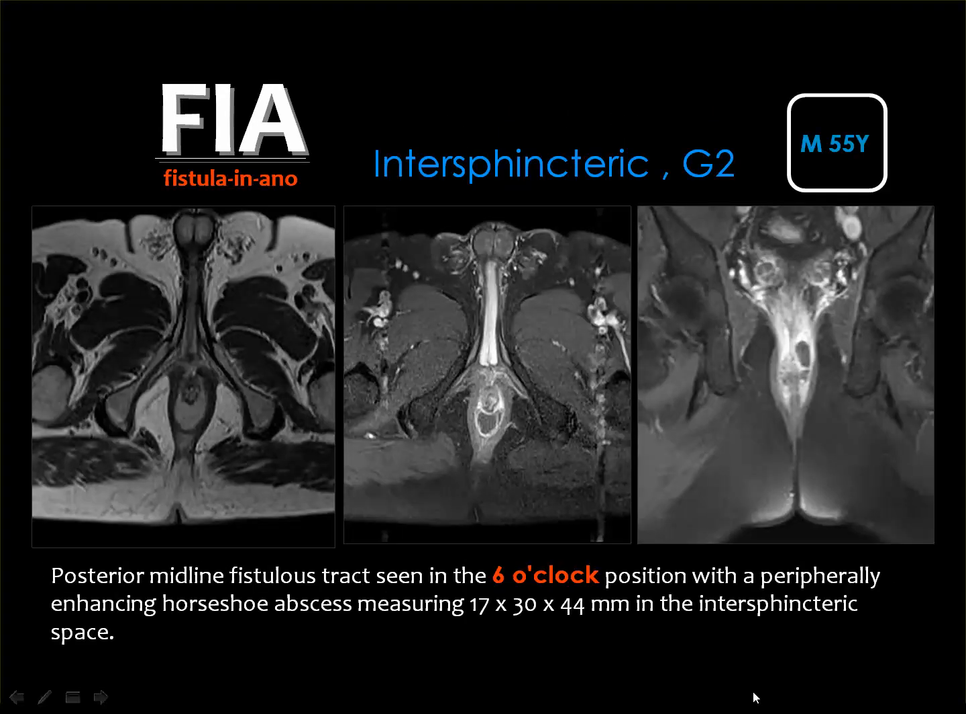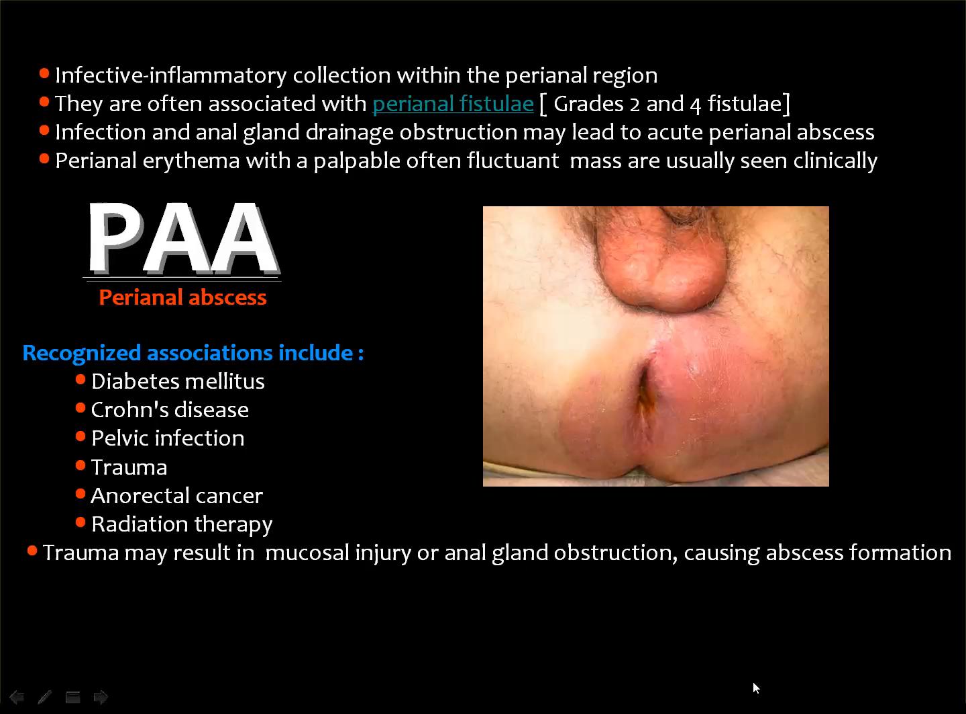And this is another example of an intersphincteric fistula with abscess formation. And you see the horseshoe appearance of the fistula. You see also the abscess formation, and if you look carefully, you may see that this is the internal opening of the fistula, which is approximately at 7 o'clock position. Then you feel that many of the fistula tracts may have variable sized abscesses, small or large.